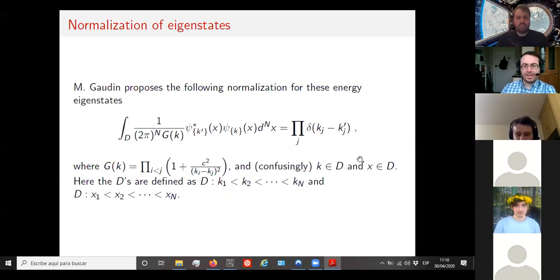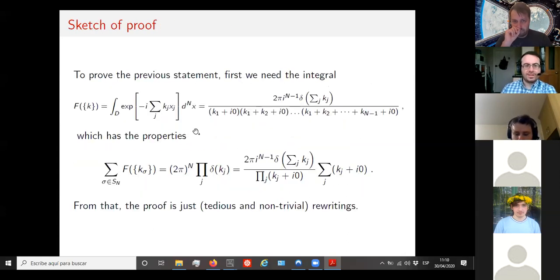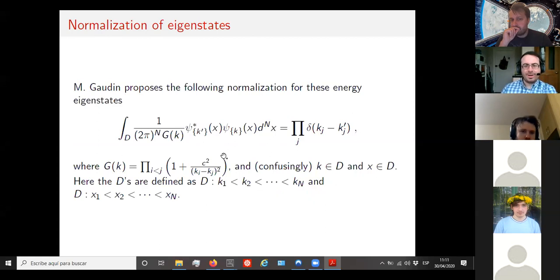And confusingly, the momentum and the position live in this D. That is not my fault. It's already in the paper, this confusing notation, where D is this ordering for the momentum and this ordering for the positions. This, more or less, you can prove. You already have the form of the eigenfunction, so you just have to plug it in the integral. This is what the integral of the plane wave part gives you, with some properties under the symmetrization of the momenta. So after a little bit of algebra, a very non-trivial and very tedious rewriting, you can prove that formula. It's not easy, but it's manageable.